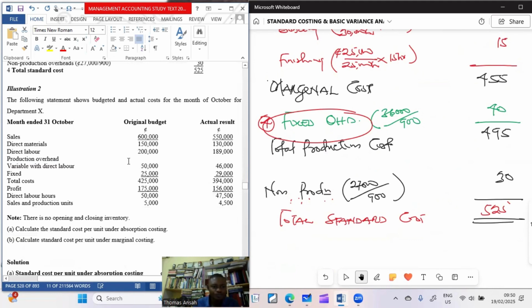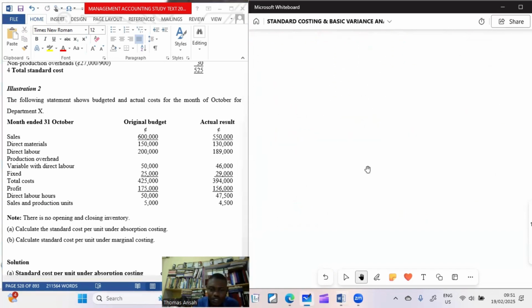All right, so this is what we did. Of course, remember, we also did something under flex budget and everything. So you see here, it says calculate the standard cost. It says, you see all this information, then there is no opening and closing stock. Calculate the standard cost per unit under absorption. All right. Then calculate the standard cost also per marginal. You have done this before, so it shouldn't be a problem. Is that not it? And so quickly, let's go through that.